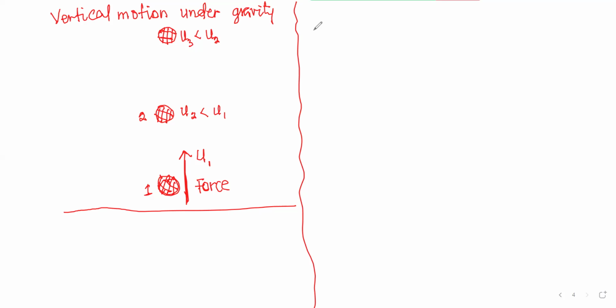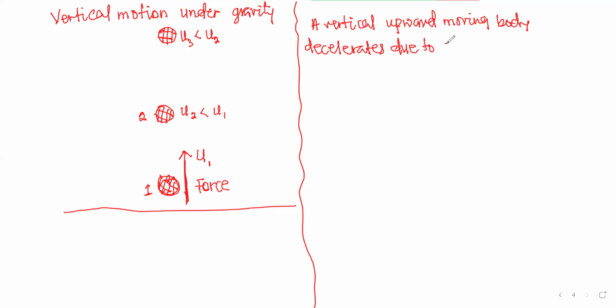So a vertically upward moving body decelerates due to gravity. Due to gravity.